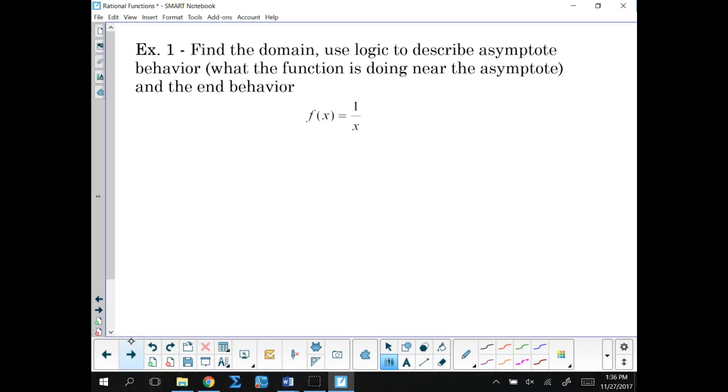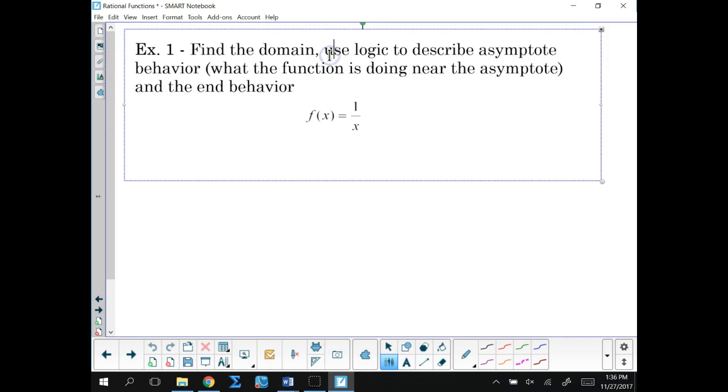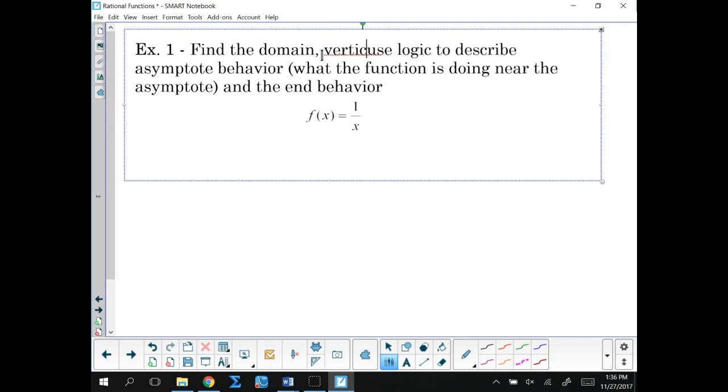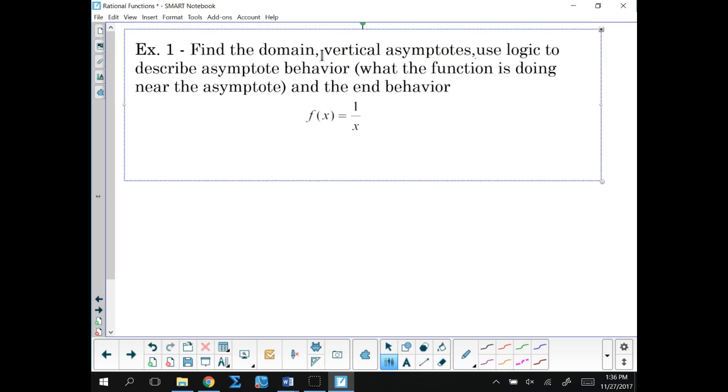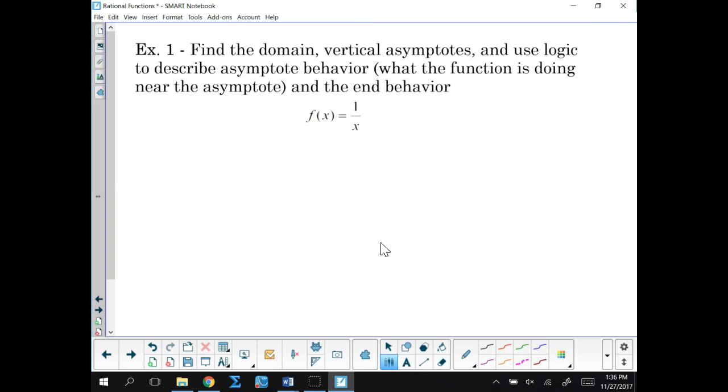Now, what I would like you to do is find the domain and the vertical asymptotes, and then use logic to describe asymptotal behavior and end behavior. We'll talk more about those behaviors. Okay? So, here we go. 1 over x is our function. I went basic for our first.